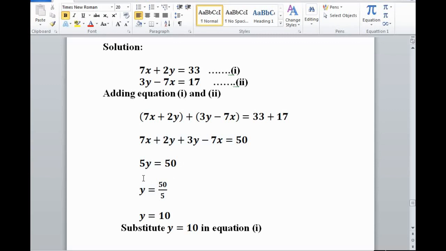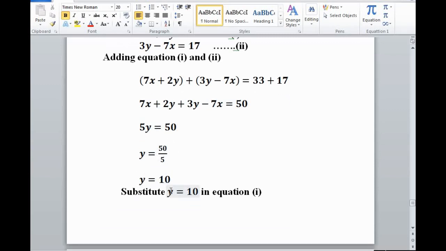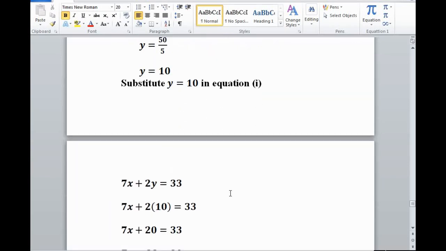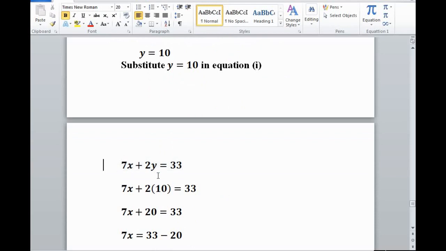To find y, let's take this 5 from left to the right side. So this equation becomes y equals 50 upon 5. And if we divide 50 by 5, we get y equals 10. So now to find x, let's substitute y equals 10 in equation 1. And equation 1 is 7x plus 2y equals 33. So what is y? It's 10.